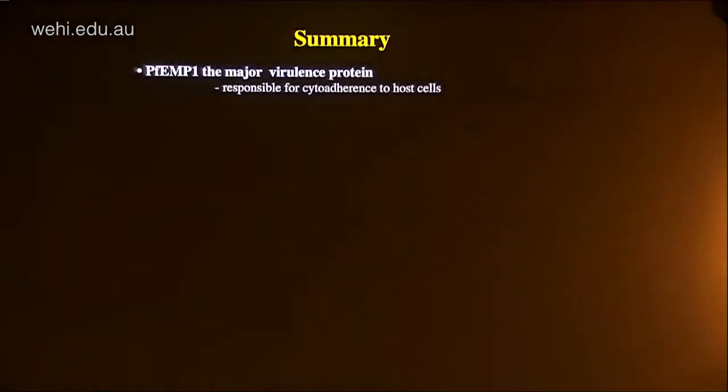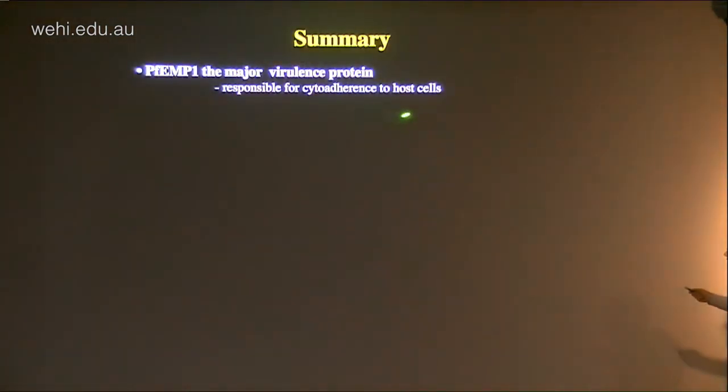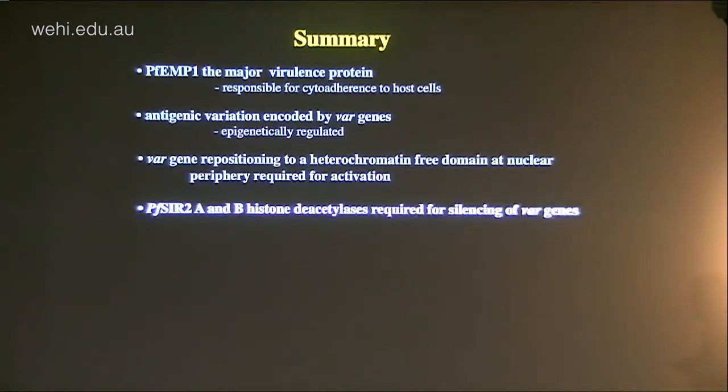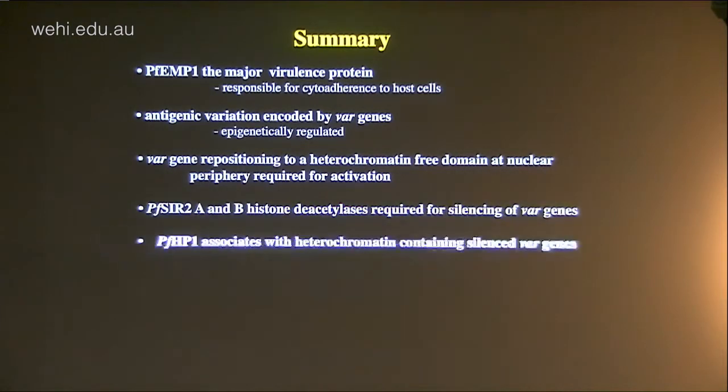So in summary, PfEMP1 is the major virulence protein in Plasmodium falciparum. It's responsible for cytoadherence to host cells, and that exposes it to the host immune system, so the parasite has a mechanism of antigenic variation to basically vary the expression and also the different antigenic type within a single infection and also within the larger population. It's epigenetically regulated. We know that VAR gene positioning to a heterochromatin-free domain at the nuclear periphery is required for activation, and that PfSIR2A and B, which are histone deacetylases, are important in silencing of VAR genes, and also that heterochromatin protein 1 is also important for maintenance of VAR gene silencing.